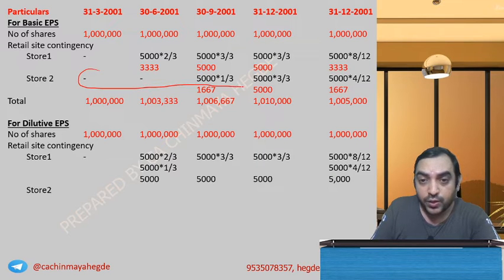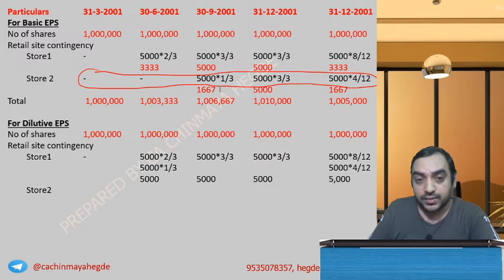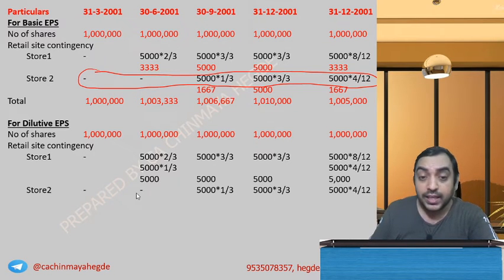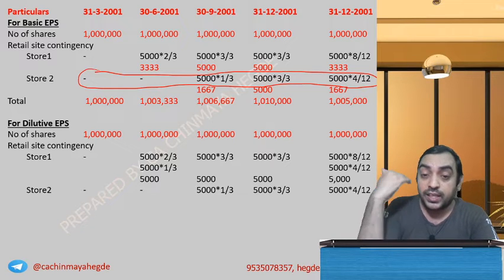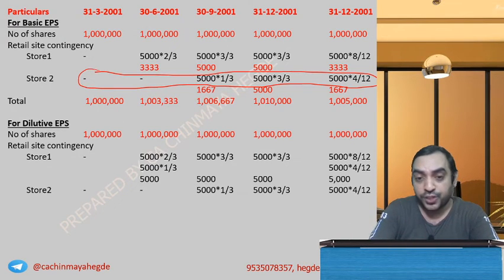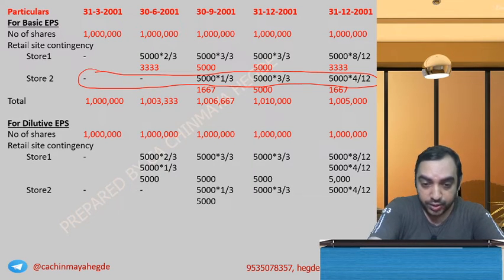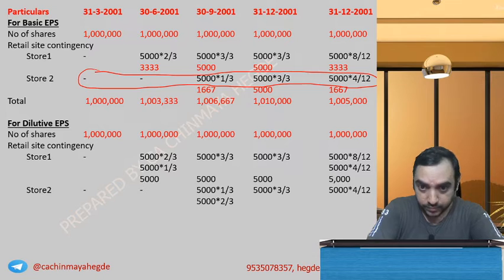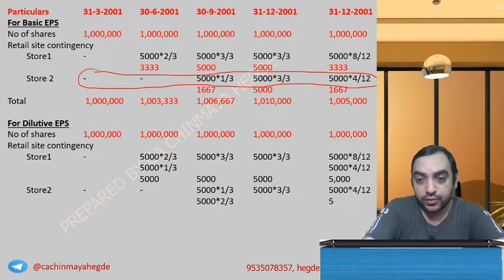5001 by 3, 5003 by 3, 5004 by 2. That I'll repeat, because whatever I've taken for basic EPS will repeat for dilutive EPS. Then additional will come only for dilutive EPS from the beginning up to the date of issue. So this will be 5000 into 2 by 3. This is not there. This is anyway taken. This is 5000 into 8 by 12.